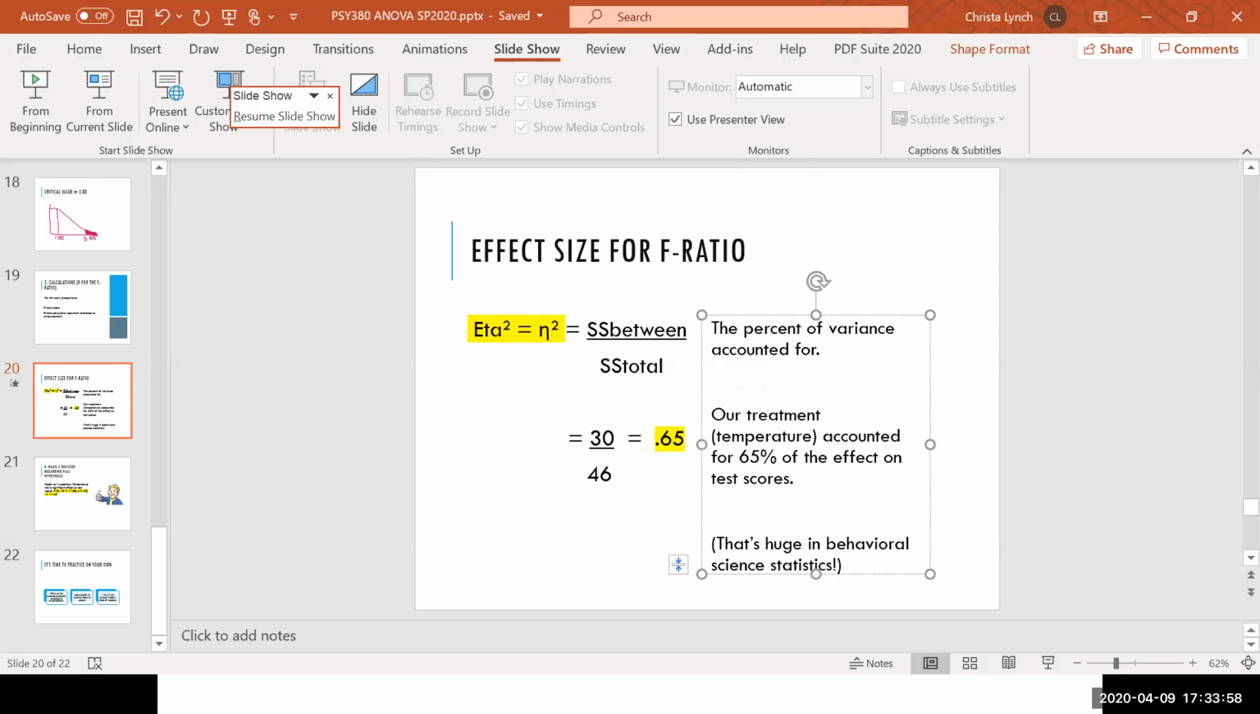by our treatment. So in other words, our treatment, the temperature, accounted for 65% of the effect on test scores, right? And that's actually a really big effect size in behavioral science statistics. In fact, in behavioral science statistics, if you have a 0.14 or 14% R squared or eta squared, that is considered very large. So 65% is sort of unheard of, but still possible. So anyway, just a little aside.